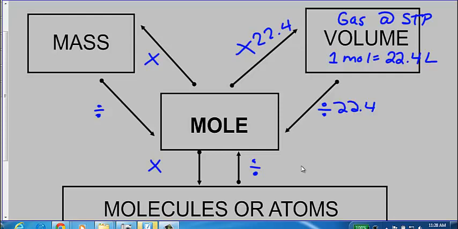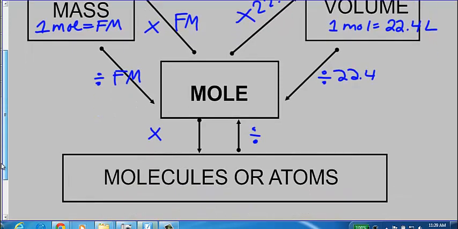With mass, there is no magic number. It depends on your substance. So if you're going from moles, you'll multiply by the formula mass of your substance. If you're going toward moles, you'll divide by the formula mass of your substance, because the relationship that we learned is 1 mole equals formula mass.